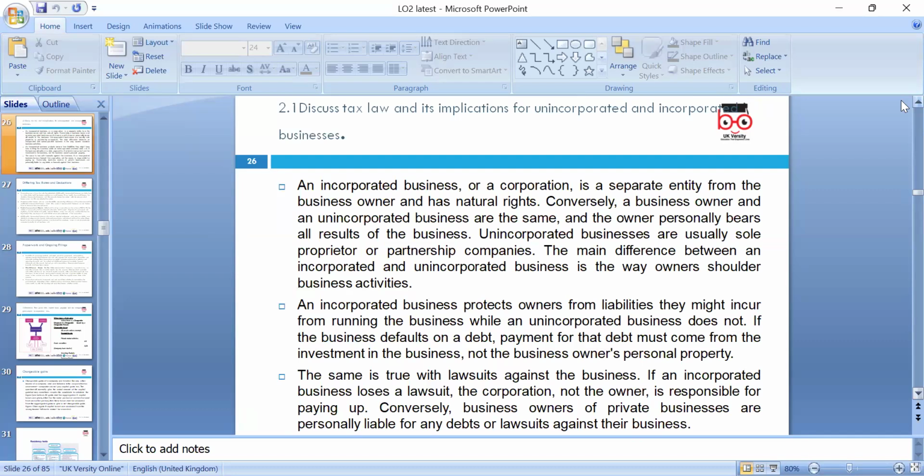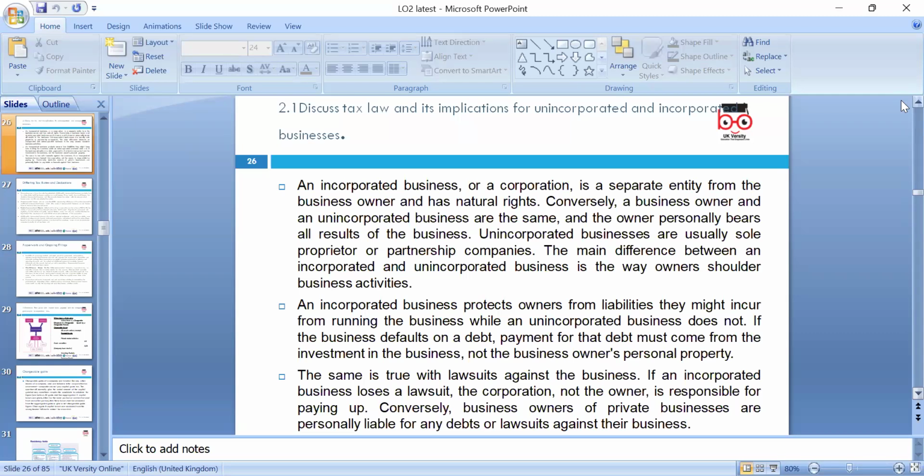Unincorporated businesses are usually a sole proprietorship or a partnership. The main difference between incorporated and unincorporated businesses is the way the owner is liable for business activity. An incorporated business protects owners from the liability they might incur running the business, whereas an unincorporated business does not.